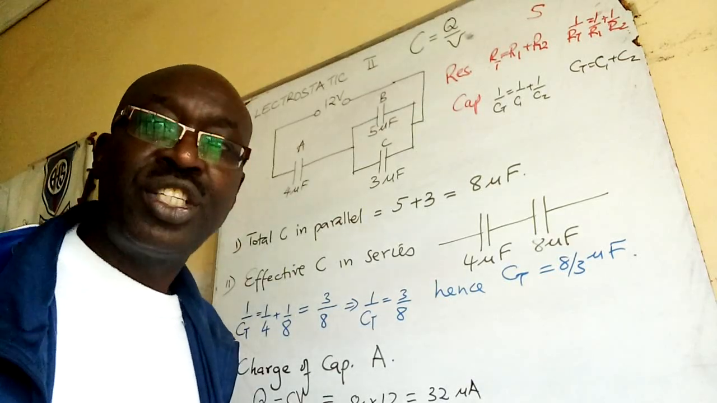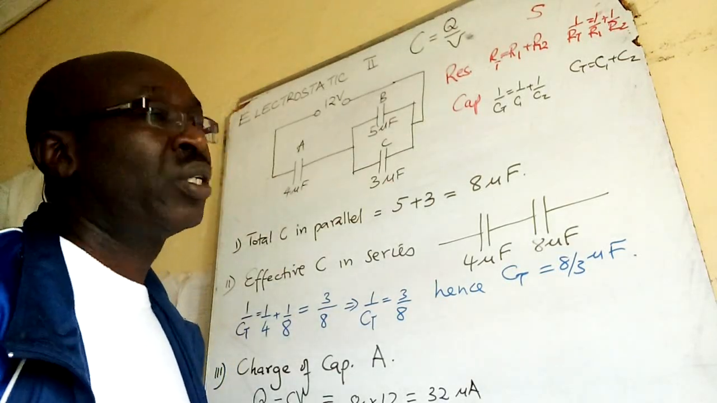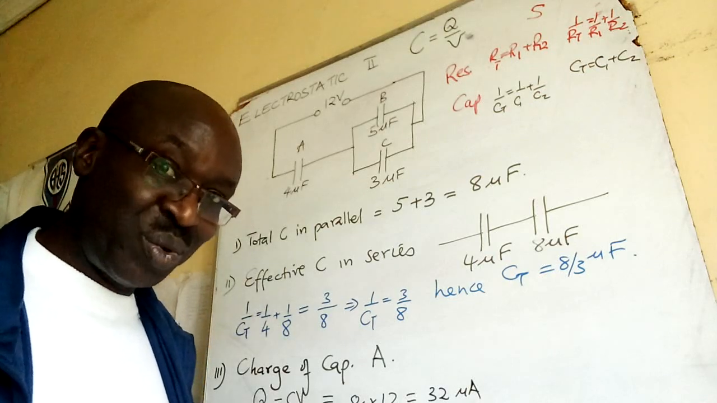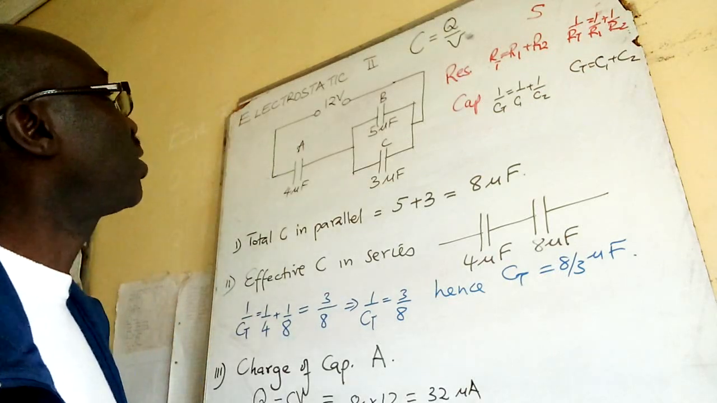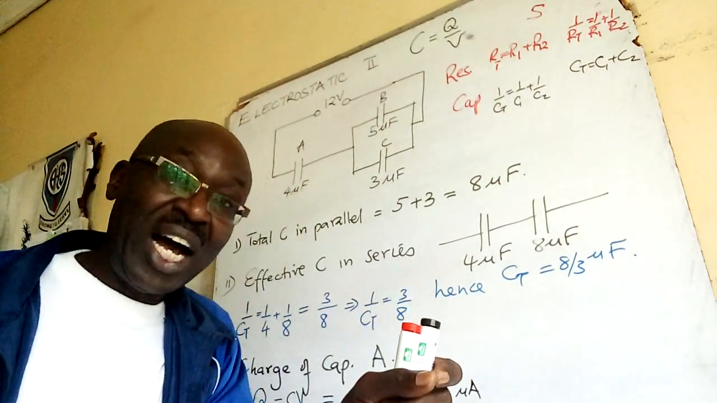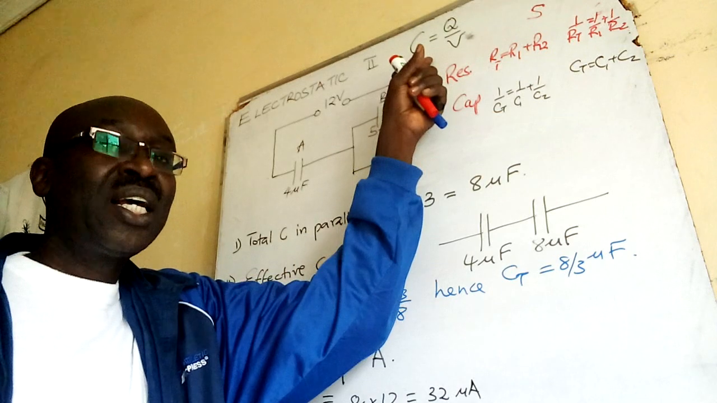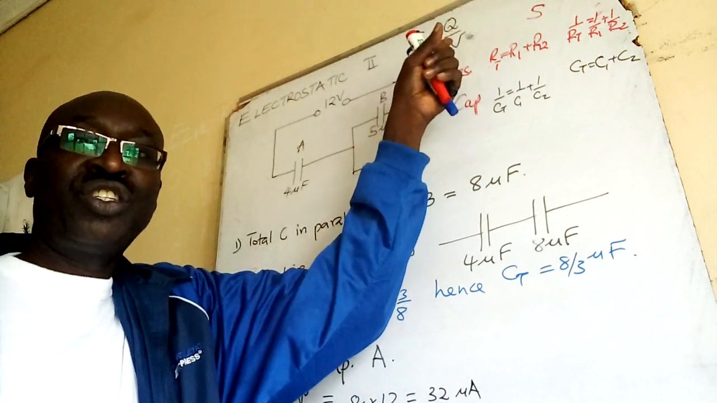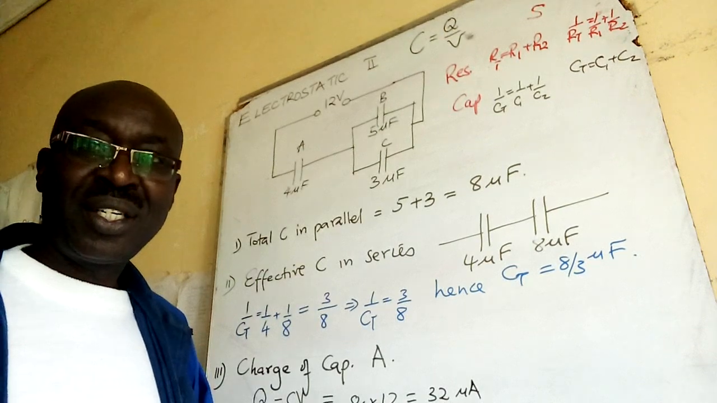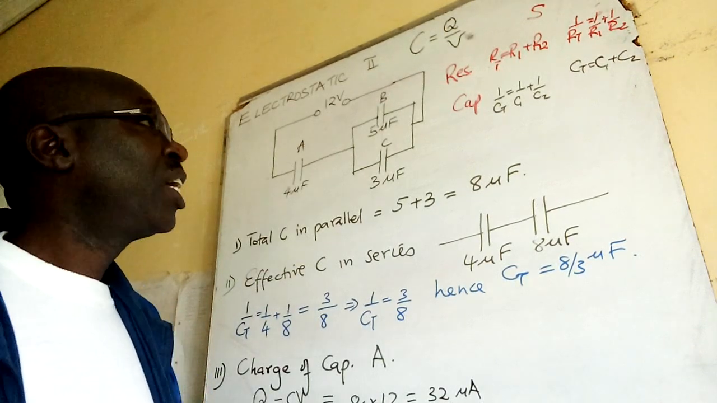Welcome again. This is our lesson 2. The first one I did was electricity 2. Now I'm doing electrostatics 2. The key formula is capacitance is equal to charge per unit volt, Q over V.